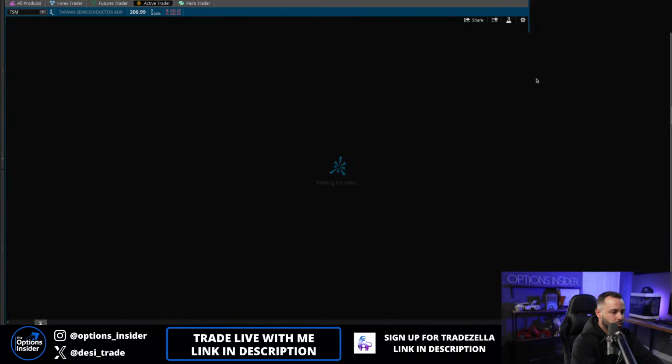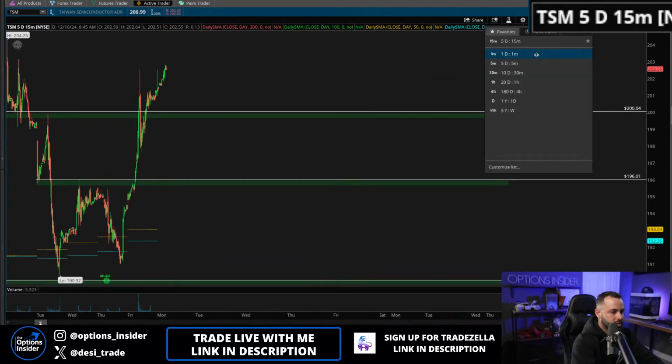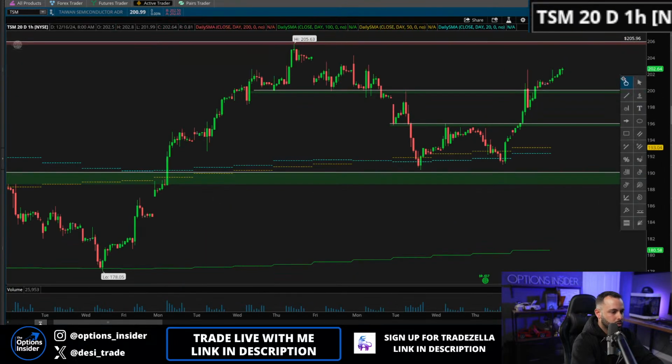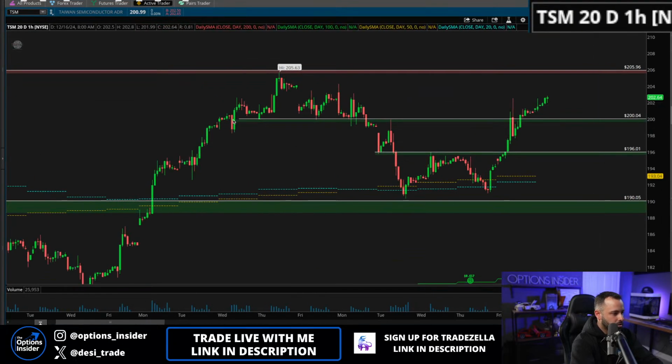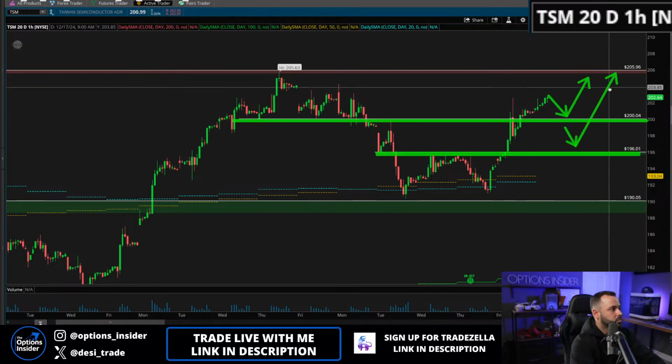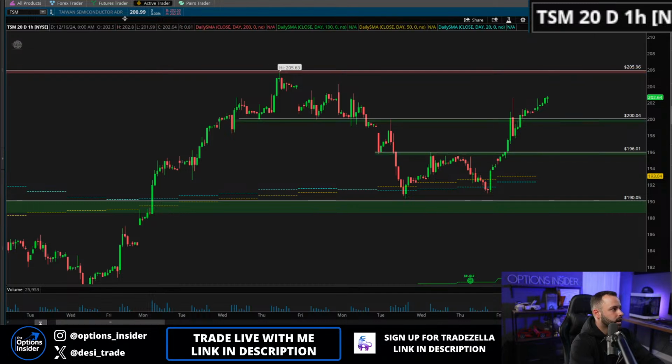What I would look for if you want to try to get some risk reward on the long into 206 is I would look for pullbacks, right? First pullback you look for, 200, 196. 200, 196 are your two pullbacks into 205, right? 205.